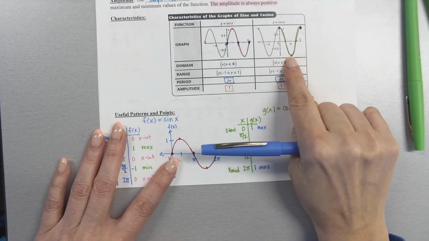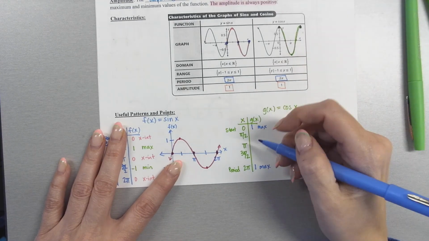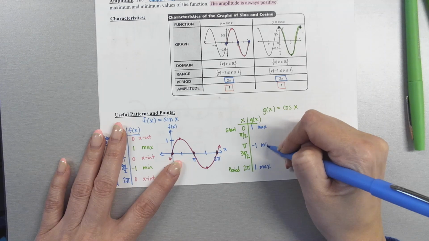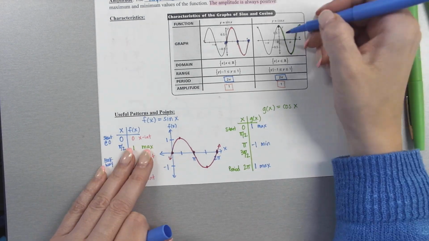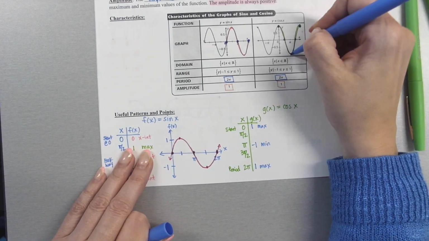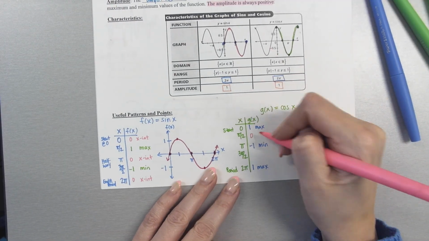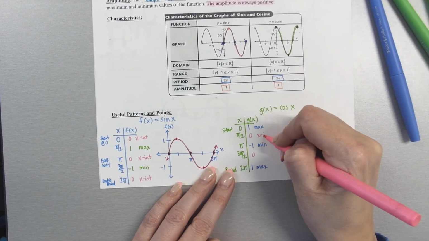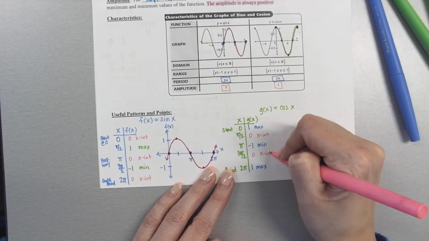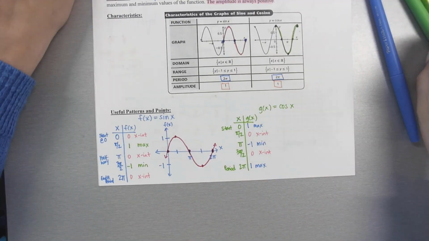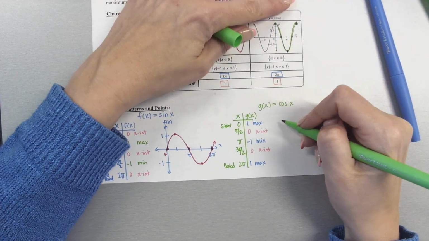Halfway in between, you're where? The min. So you're at -1, which is your minimum. And then halfway in between those, you're where? 0. So you're at your x-intercepts. Okay, so we're going to follow that pattern. Okay, and that's how we are going to graph the cosine.